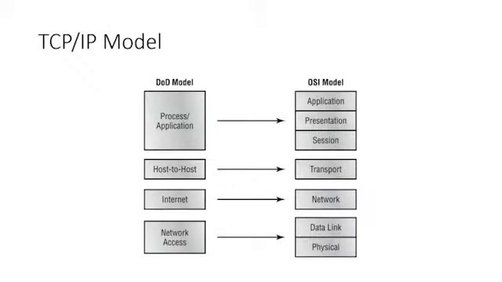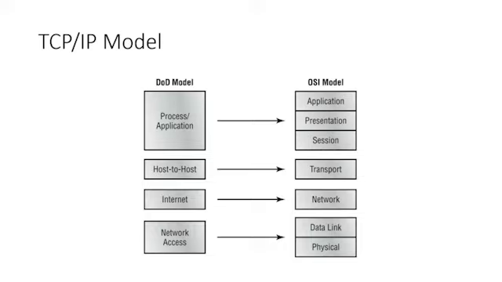Now, taking what we know about the OSI model, we can look at that and compare it to the DoD model or the TCP/IP model. You may see them both ways. The TCP/IP model has 4 different layers instead of the 7. The process application layer in the TCP/IP model lines up with the top 3 of the OSI model: application, presentation, and session. Now we have a host-to-host layer in the TCP/IP model that does what the transport layer does in the OSI model.